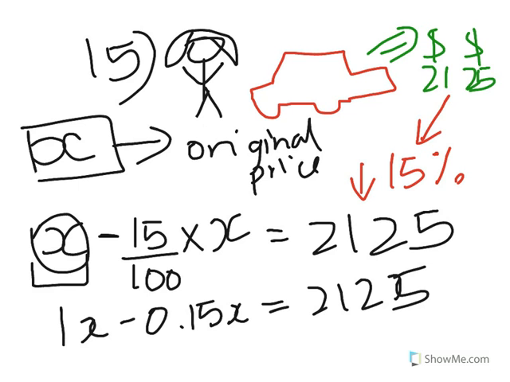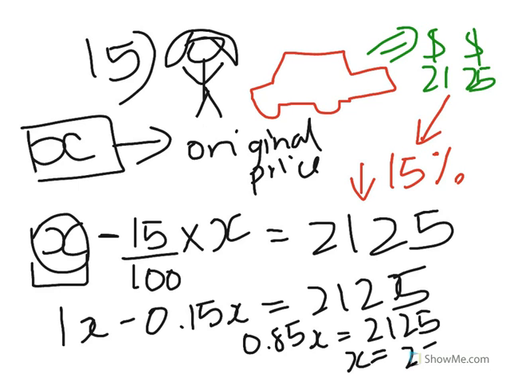1 minus 0.15 is 0.85, so 0.85X is equal to 2125. If we divide both sides by 0.85, we get the original price of the car, or X, to be 2,500. So our original price of the car was 2,500.